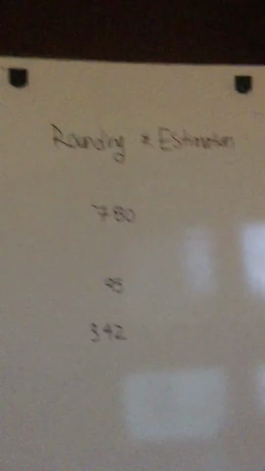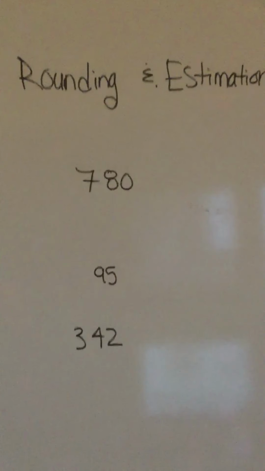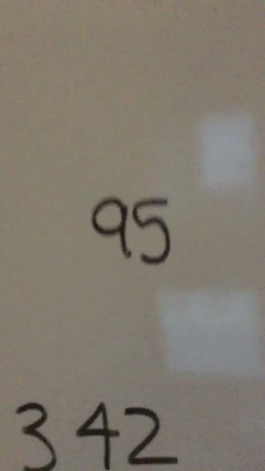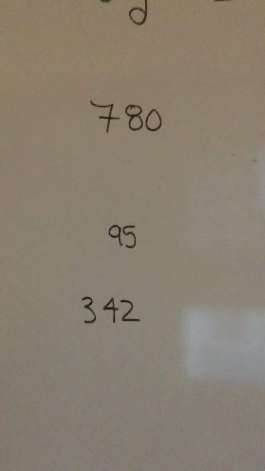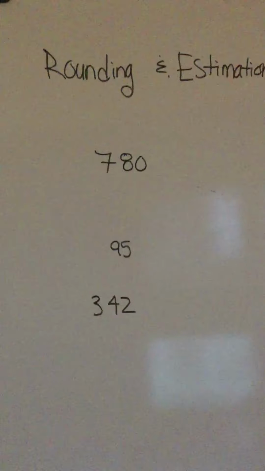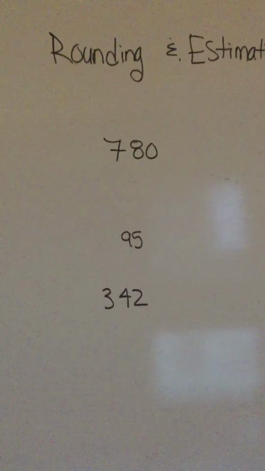This is Miss Sipe. I'm just going to do a short demonstration for you on rounding and estimation. So for this week, what we're doing is rounding numbers and estimating them. It's a way to use math to easily figure out quickly what the answer might be. So you're going to see these numbers right here, 780, 95, and 342.